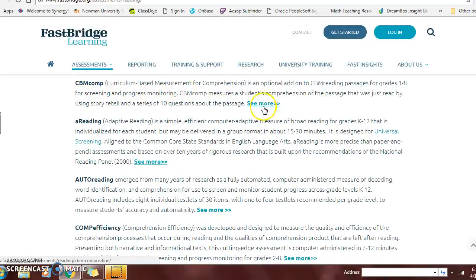CBM Comp is basically just comprehension. We didn't really use that this year. We used more of the A reading, which is the adaptive reading. This also uses the Common Core standards to see how much they comprehend. I feel like this test is better for comprehension than the AIMSweb was.